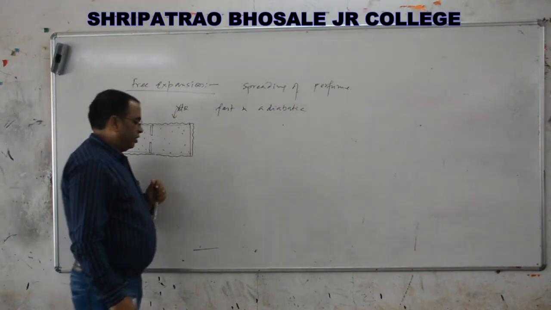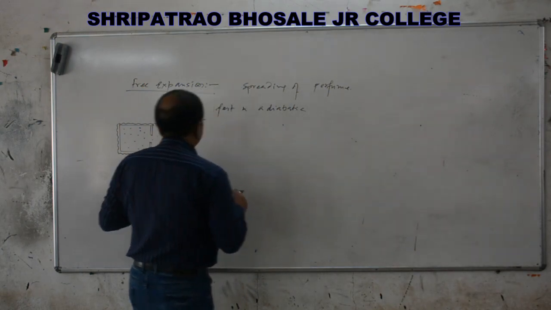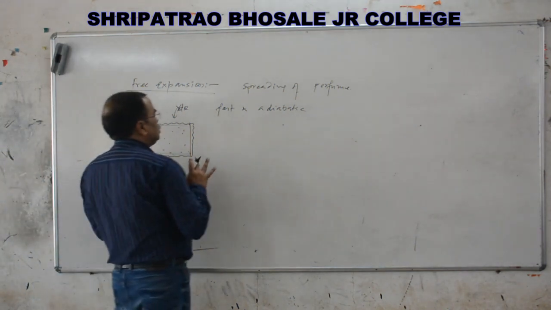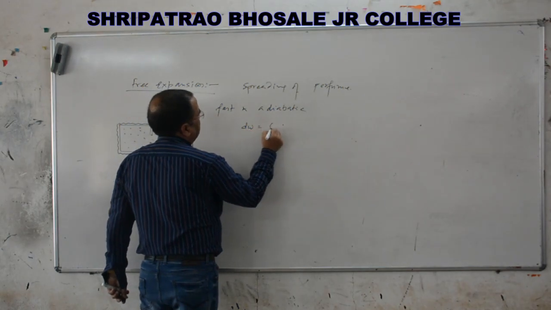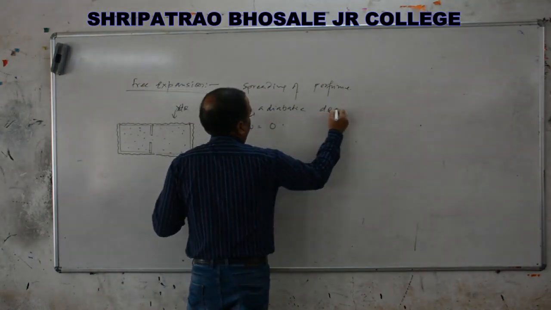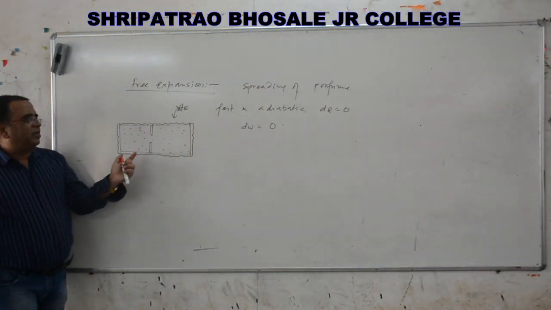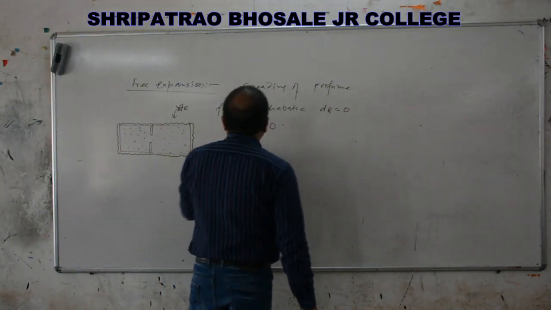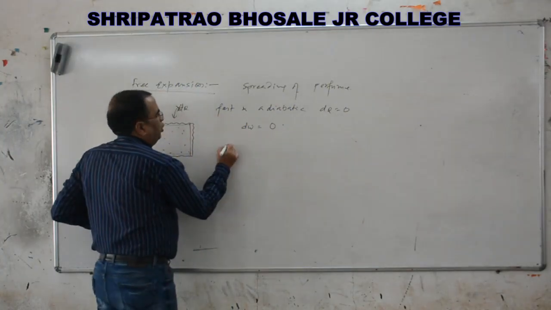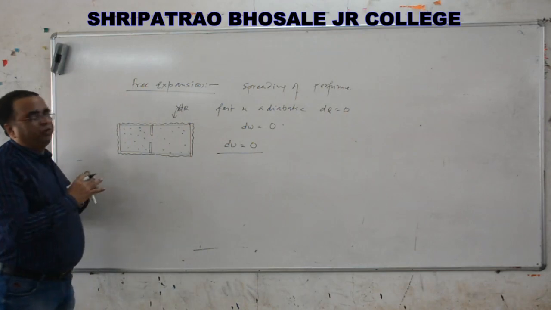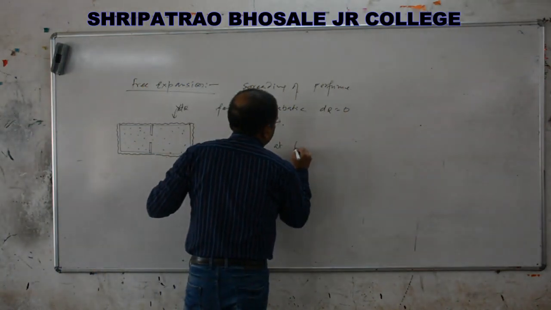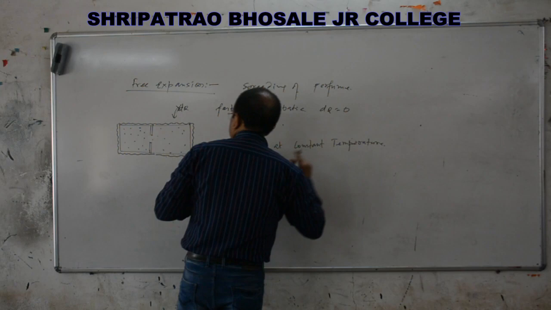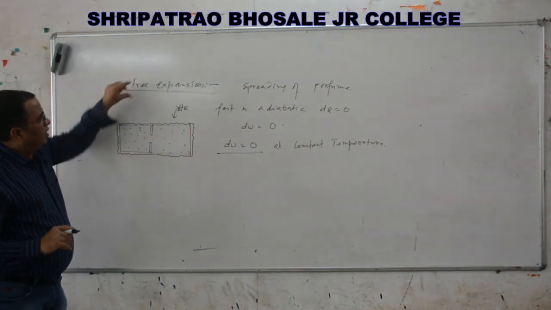Now the second thing is that there is no work done by the gas, so we can say work done by the gas is 0. Since it is adiabatic, dQ is obviously 0, and since there is no mechanical work done, no boundary wall is being pushed, dW is 0 only. Since dW is 0 and dQ is 0, from the first law we can write dU is 0. That means this free expansion takes place at a constant temperature. This is the situation.